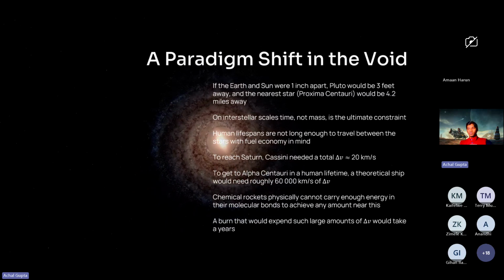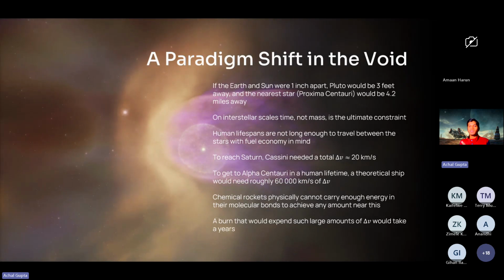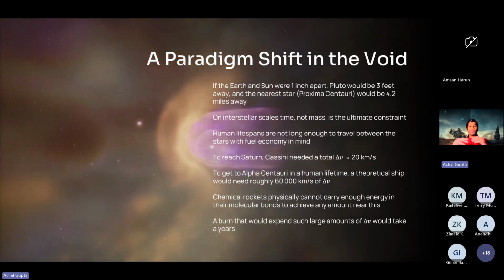So we're abandoning chemical rockets, we're abandoning our old rocket equations, because we're abandoning our old engines, because the specific impulses I was talking about are on the order of hundreds of seconds.